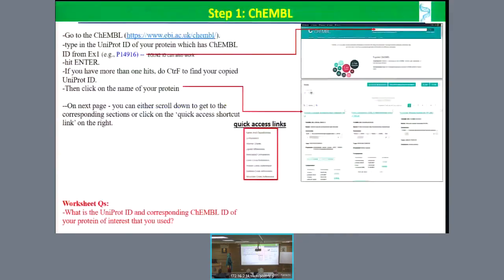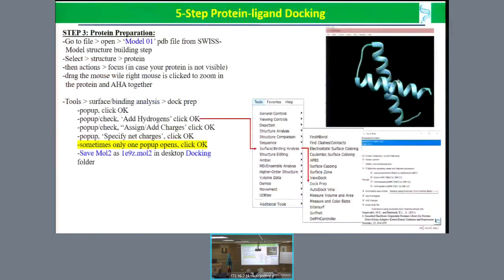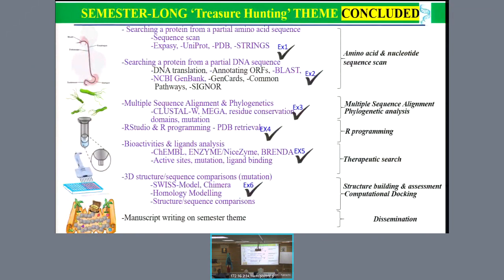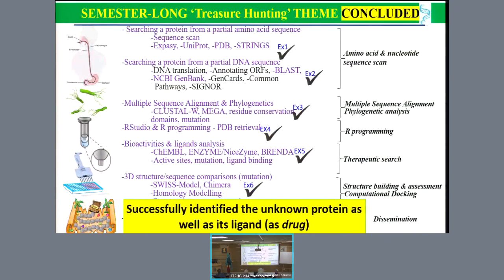The last lab report. I think that was the last slide I have. Anything else I have after this? Yes, and with this we've done our treasure hunting scheme: identify a protein from its unknown sequence. When you started this course, the only thing you knew was the 50 amino acid sequence. But from that 50 amino acid sequence, we ended up having a drug against the protein, right? These are the exercises we did, some of the steps we did, some we don't. We successfully identified the unknown protein as well as its ligand in just 3 different exercises.